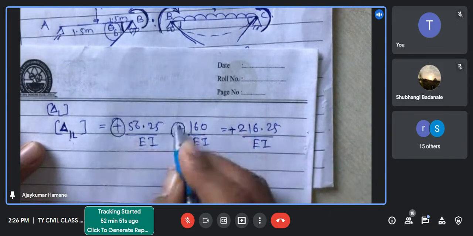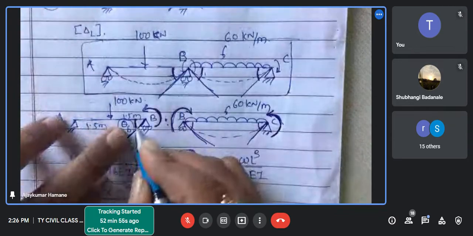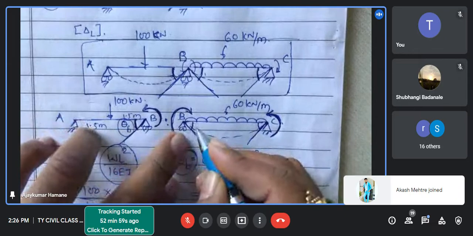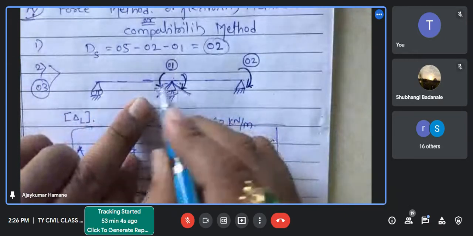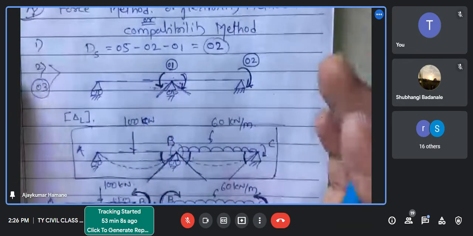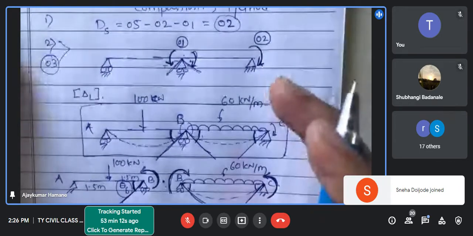Got why I have taken plus? Because due to the loading, the slope is in the downward direction. Here also the slope is in the downward direction, which matches with the considered displacement at coordinate 1, correct? Students, okay?